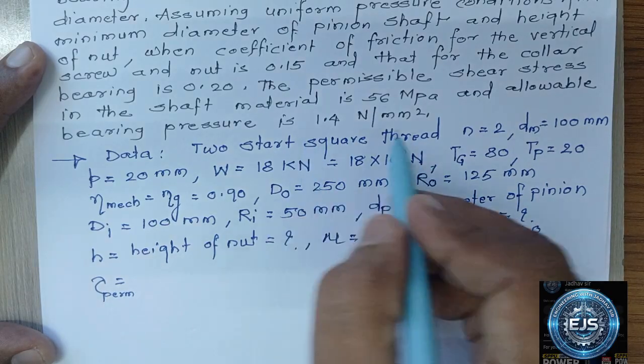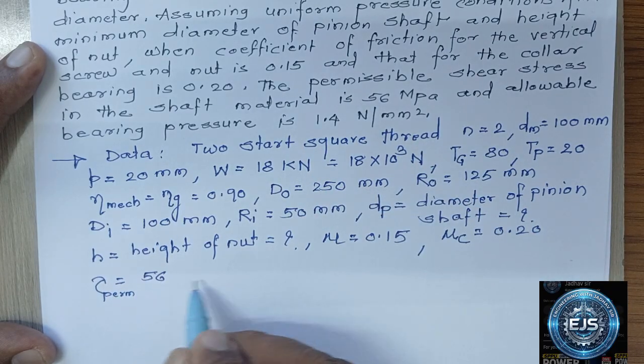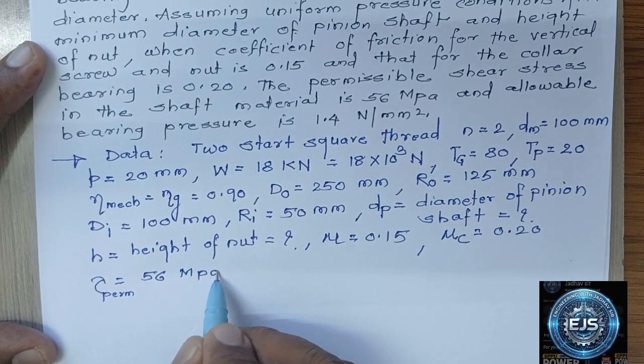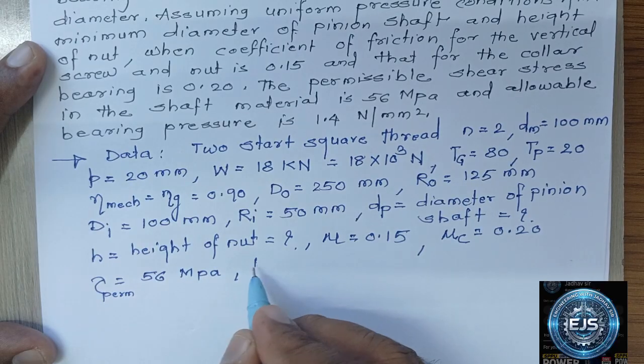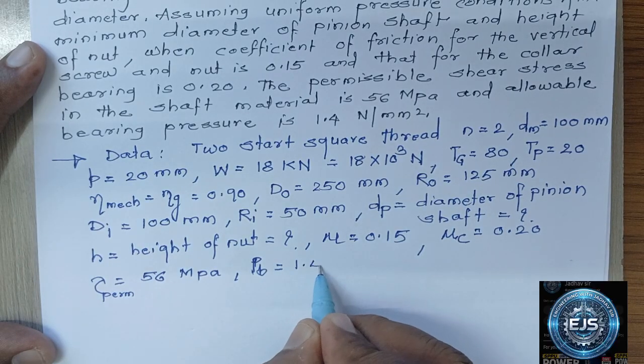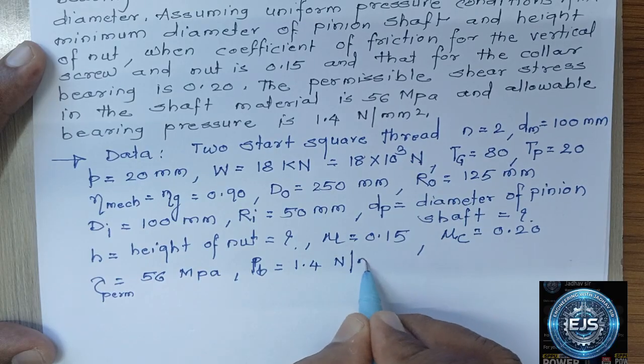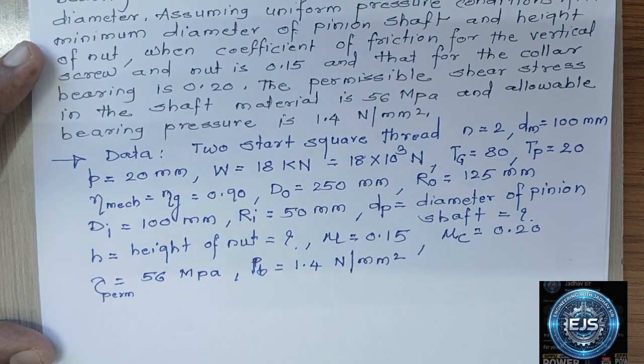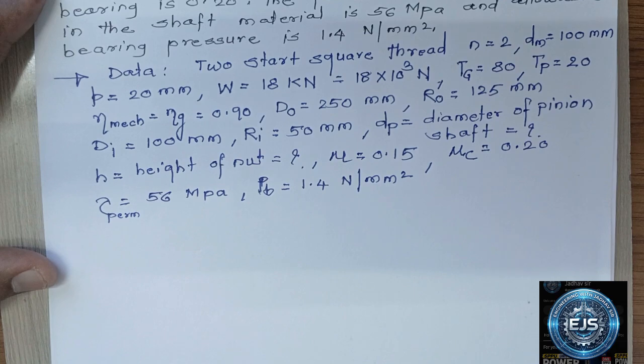This permissible shear stress is 56 megapascal. And allowable bearing pressure, that is PB, the bearing pressure, is 1.4 Newton per mm square. So this is the given problem statement.